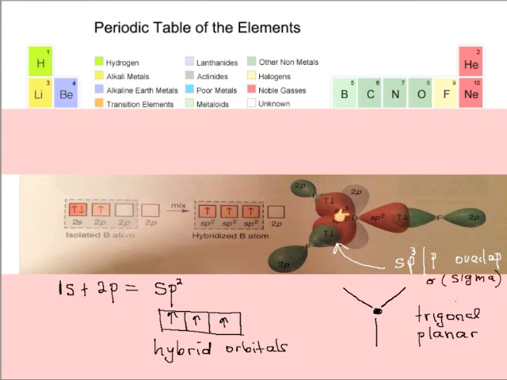Let's consider boron now. The electron configuration of boron, at least in the valence shell, is 2s2 and 2p1. So we have a total of 3 electrons here. We also know that in the second energy level, there's more p orbitals available. We have a total of 3 electrons.